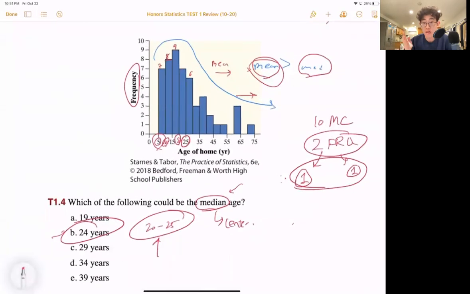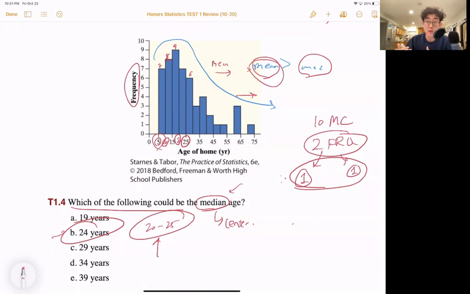And so the answer here, as you can see, is B, but I'll explain to you guys why. So the very first thing is, which of the following could be the median age? That's what the question says. A lot of you guys were in class when some of you asked me how to do this, what are we supposed to be doing? They ask you for the median.